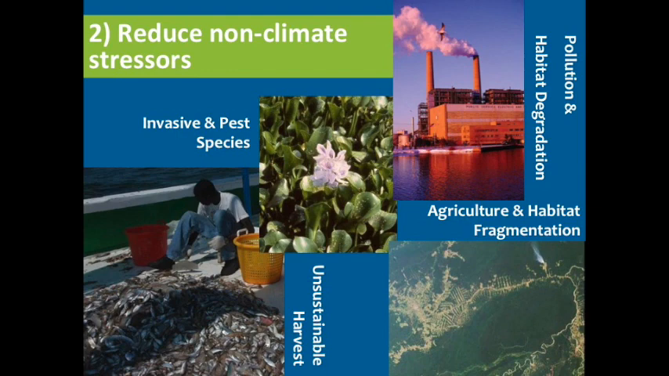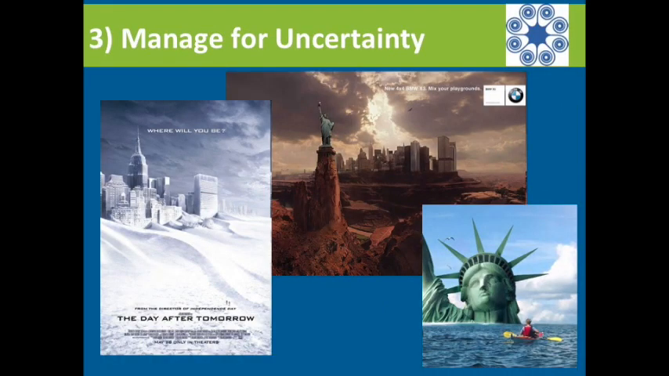So the second one is managing for uncertainty, which is one of the tools that scenario planning is actually really great for helping us think through. So here are 3 scenarios for New York City. This one on behalf of BMW, a car company that doesn't like to meet CAFE standards, so I think that one's pretty funny.